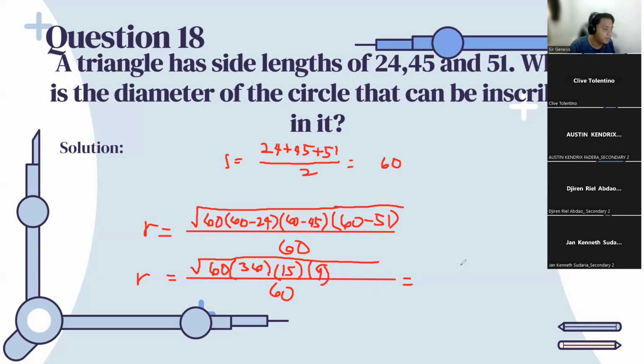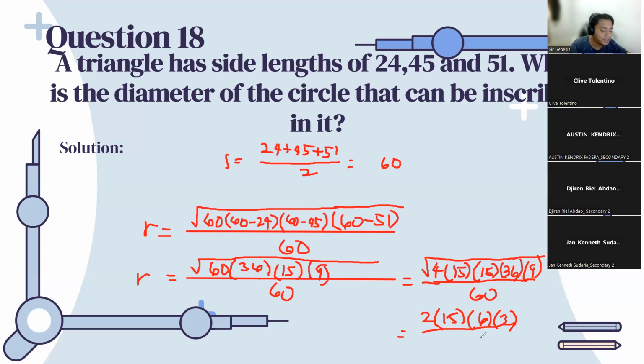Okay, so simplifying, you have here 60, which is actually 4 times 15. So that will be 4 times 15, and then you have another 15, so that creates a perfect square. 36 is a perfect square, and 9 is also a perfect square. So we can simplify that easily. Divided by 60. So that will be 2 times 15 times 6 times 3 divided by 60.